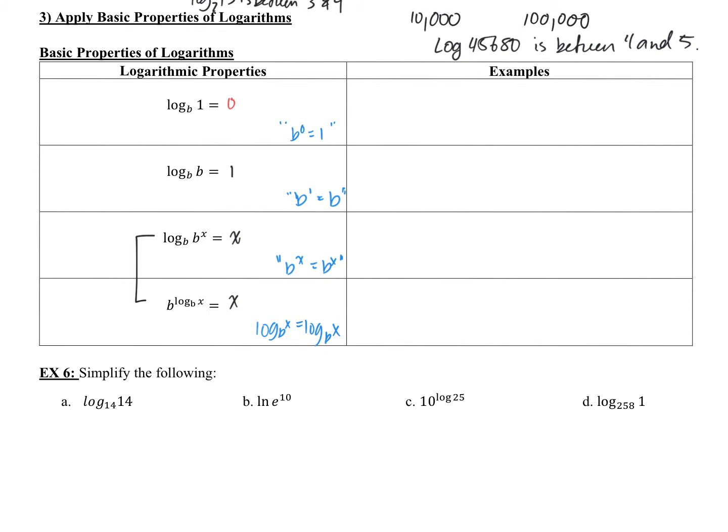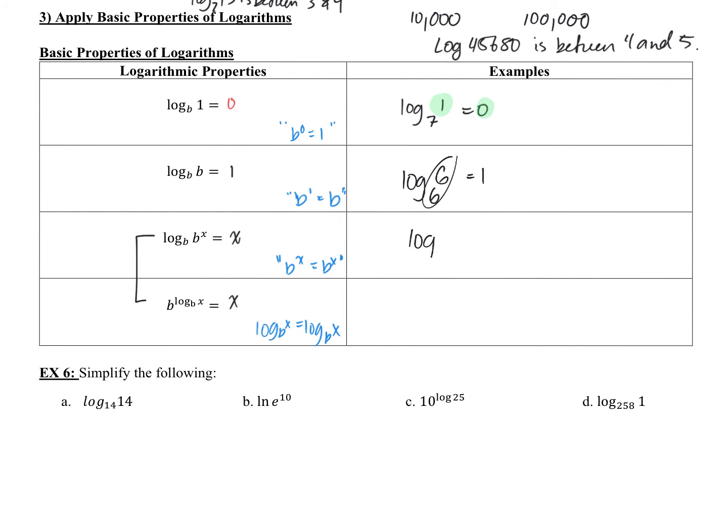So some examples. Well, if we had log base 7 of 1, that's just going to equal 0. Whenever your argument is 1, your answer is always going to be 0. Next, an example. Log base 6 of 6 would be 1. These guys are matching.